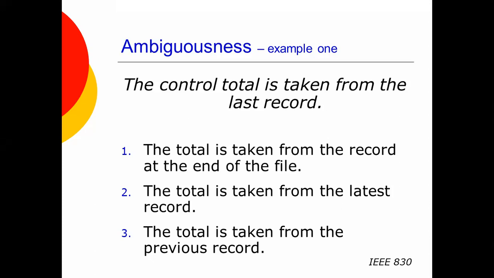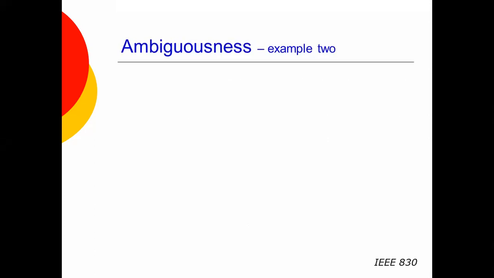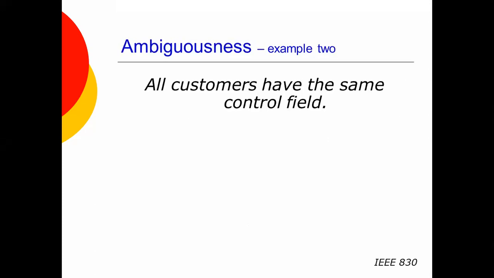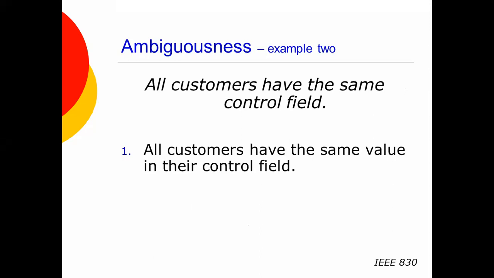Otherwise, if you check at the end, there may be ambiguity. So another example: all customers have the same control field. Suppose everybody is using the same control field, all customers have the same value in their control field.